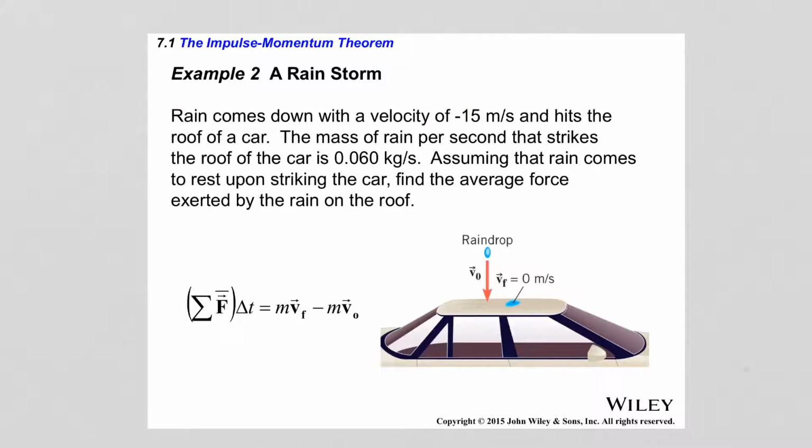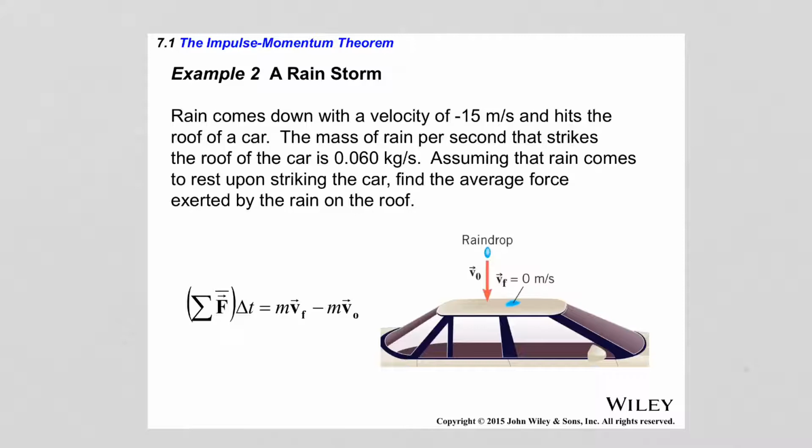Here we have an example in which rain comes down with a velocity of negative 15 meters per second and hits the roof of a car. The mass of rain per second that strikes the roof is 0.06 kilograms per second. Assuming that the rain comes to rest upon striking the car, find the average force exerted by the rain on the roof.